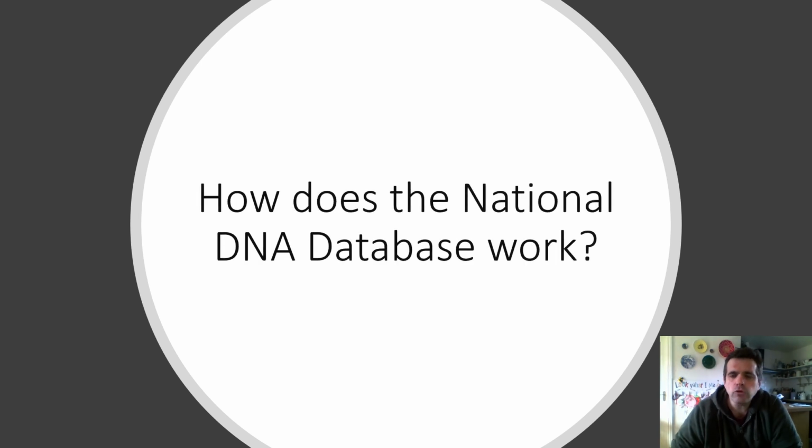So how does the National DNA Database actually work? Basically, two main types of profiles are held on the database. One is from individuals, so anyone who gets arrested in the UK has to give a DNA sample, as well as fingerprints and photos and so on, by law. That sample is then profiled, and that profile, a string of numbers, is uploaded onto the database and is kept on there.